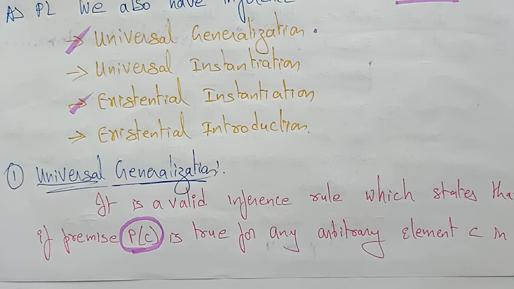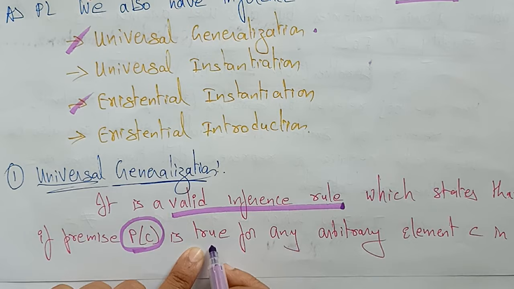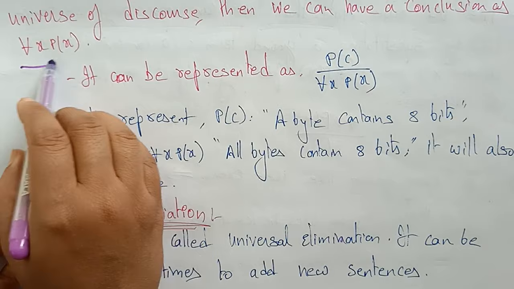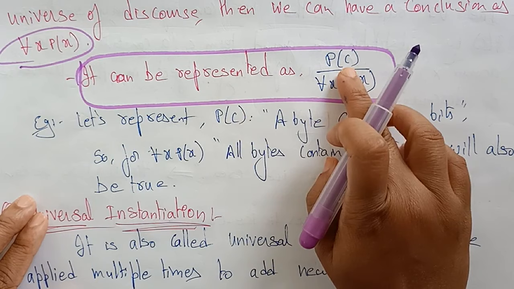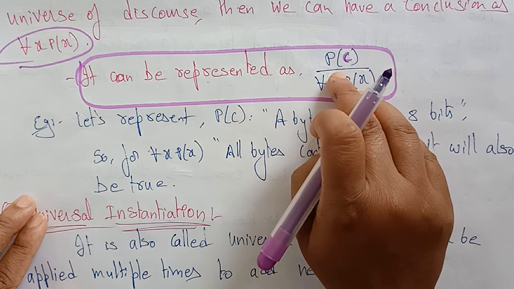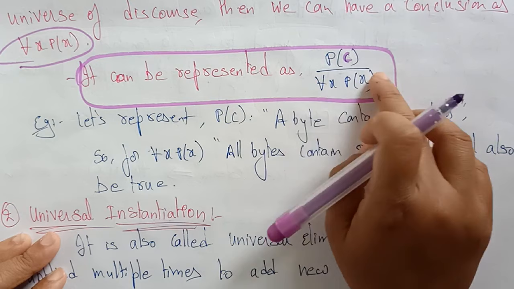So, the universal generalization is a valid inference rule. Why am I saying this is a valid inference rule? Because it states that if premise P of c is true for any arbitrary element c in the universe of discourse, then we can have a conclusion as for all x P of x. So the universal generalization can be represented as P of c, where the premise P of c is true for any arbitrary element c, therefore for all x P of x.